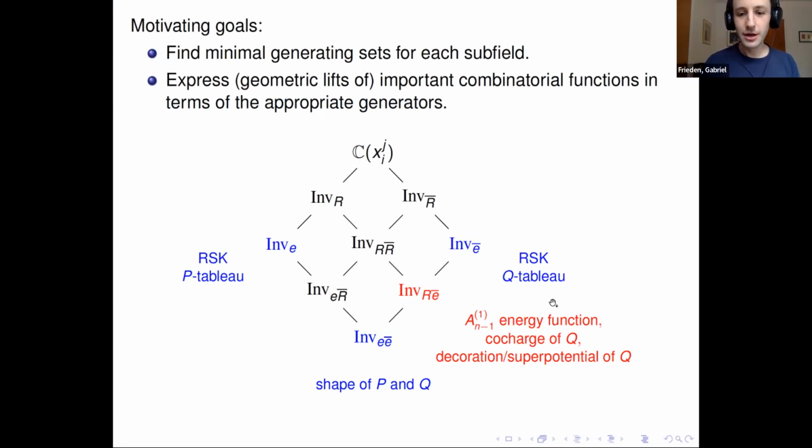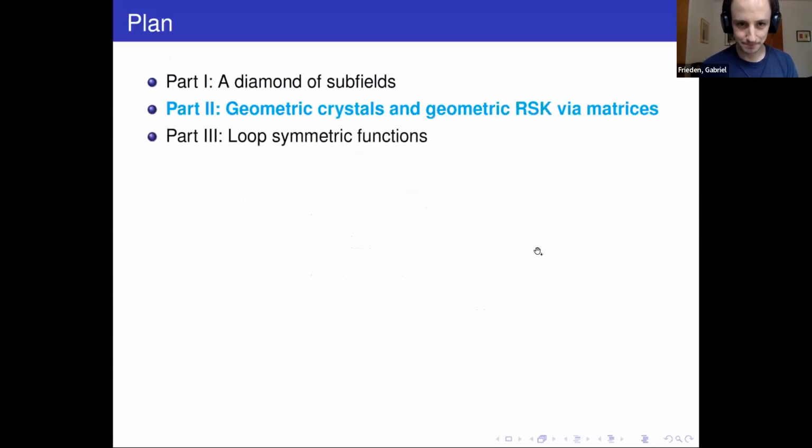So we originally were trying to study these functions, and we ended up expanding into this whole diamond. And we'll see that the RSK P tableau is invariant under the GLM crystal operators, and the Q tableau is invariant under the GLN crystal operators. And the shape, the common shape, is invariant under both sets. So we'll see that RSK and its geometric analog play a very important role in this story.